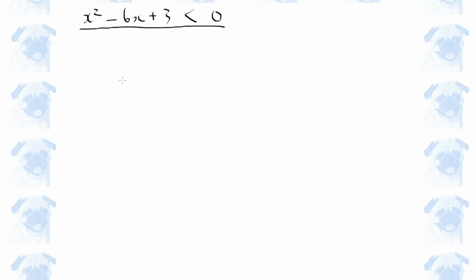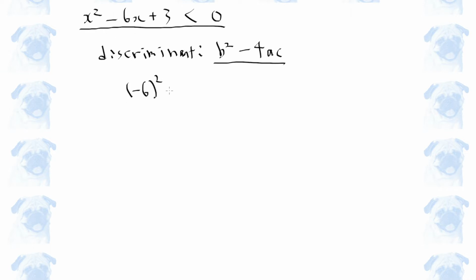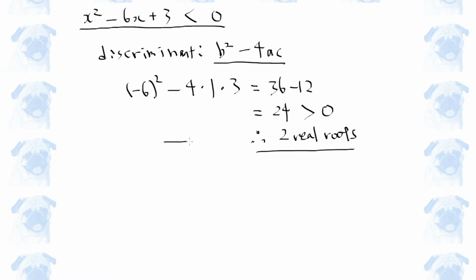The first thing you need to do is to use the discriminant, which allows us to determine the number of real solutions. The value of b in this case is minus 6 squared minus 4 times 1 times 3, which is 36 minus 12 equals 24. 24 is a positive number, which means that there are two real solutions. This implies that the graph looks something like this, where the curve intersects the x-axis twice.